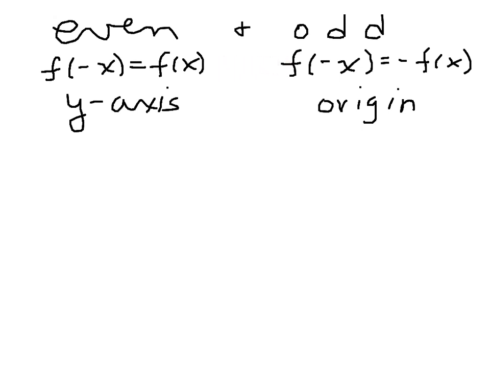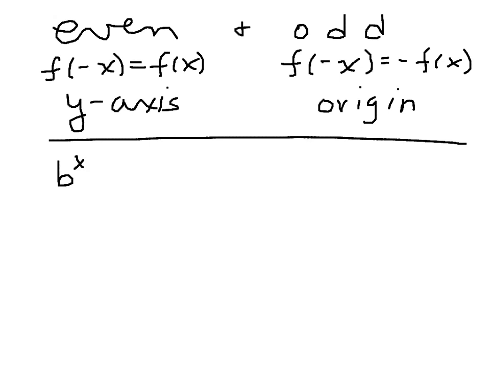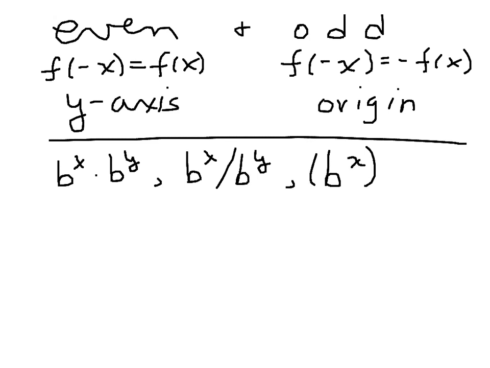The definition of the derivative is important to be able to do. You need to know rules of exponents and logs. For example, you need to know what b to the x times b to the y is equal to. You need to know what b to the x over b to the y is equal to, and you need to know what b to the x raised to the p is equal to.